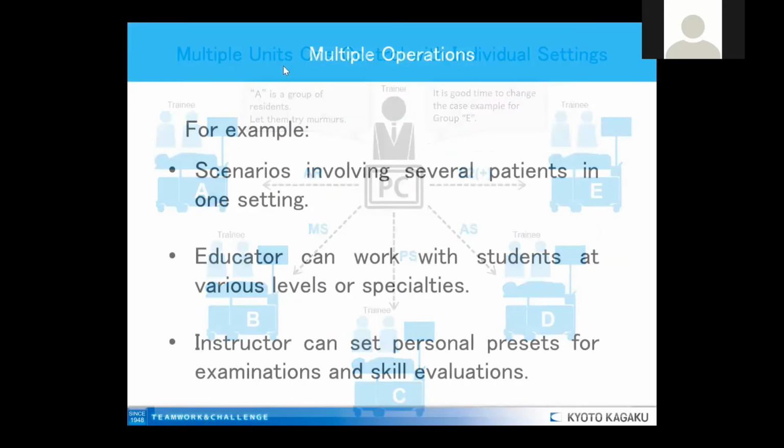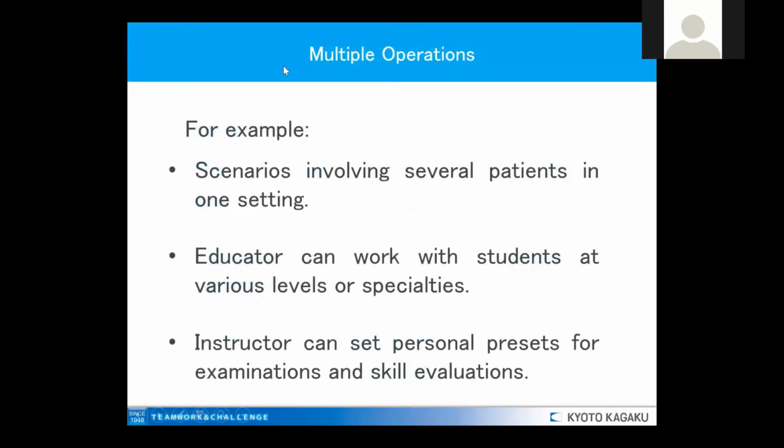So this gives instructors the possibility of making scenarios involving several patients in one setting, for example, or also including in one session different students with different levels of specialty or capability, and also making different personal presets for very particular academic purposes.